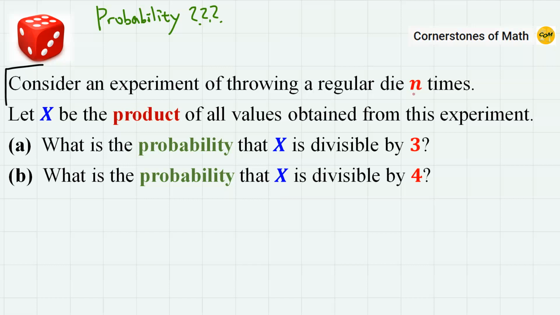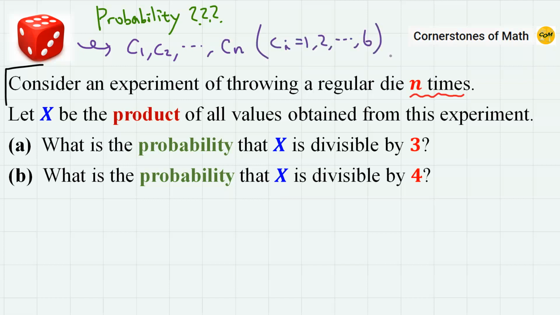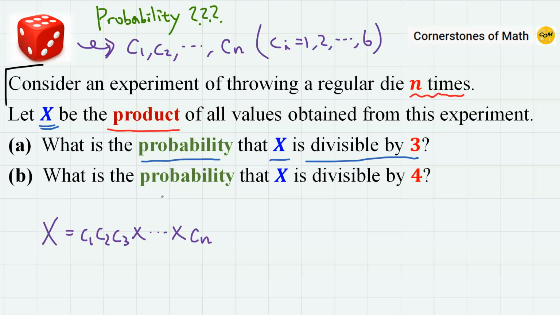Consider an experiment of throwing a regular die n times, where n is of course a natural number. So here, we are going to obtain total n numbers, which I will call C1, C2, and so on all the way up to Cn. Of course, they are one of 1, 2, 3, 4, 5, or 6. Then, let x be the product of all values obtained from this experiment. So using our notation here, we can write x as C1 times C2 times C3 times Cn. Problem A, what is the probability that x is divisible by 3? And problem B, what is the probability that x is divisible by 4?